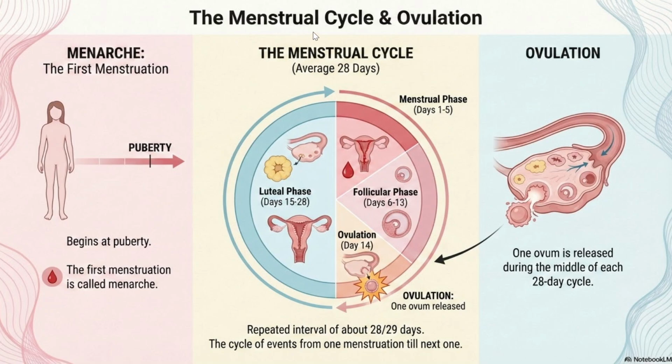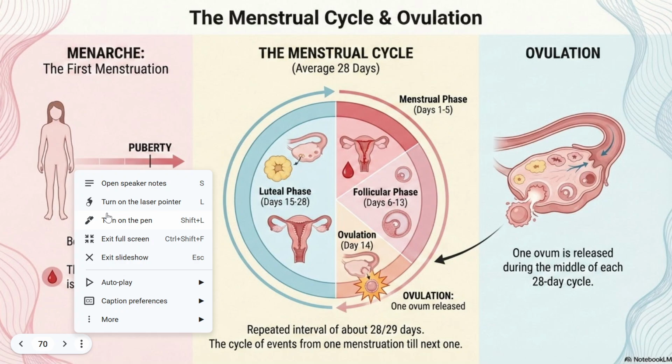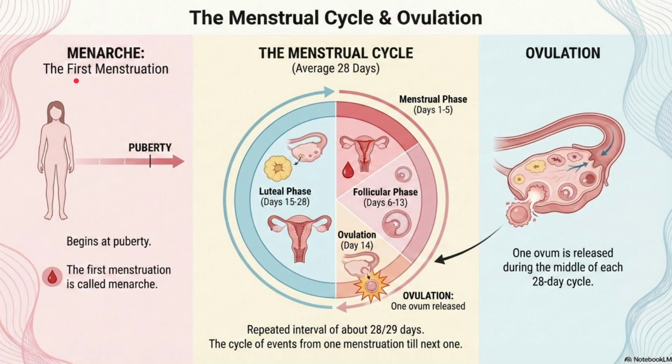So the menstrual cycle is going to be a cycle of events that happens in females, that is, in female primate mammals. So a cycle of reactions happening in female primate mammals is what is called the menstrual cycle.